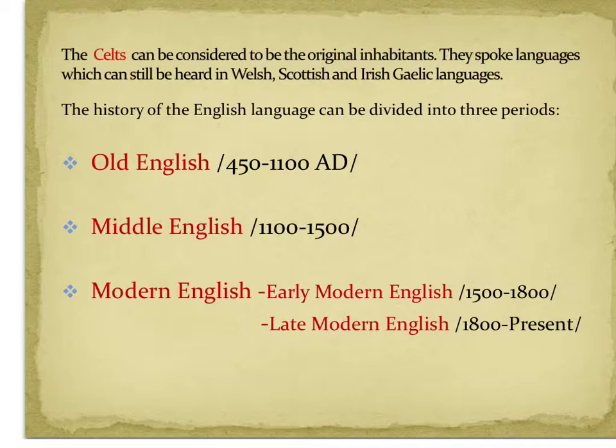The history of the English language can be divided into 3 periods: Old English, from 450 to 1100 AD, Middle English from 1100 to 1500, and Modern English. Modern English is divided into 2 periods: Early Modern English from 1500 to 1800 and Late Modern English from 1800 to present.